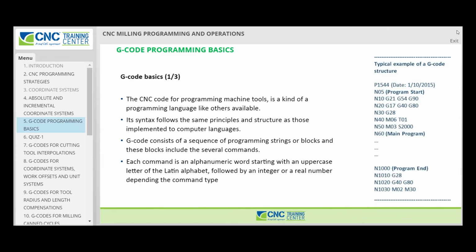In its simplest structure, G code consists of a sequence of programming strings or blocks, and these blocks include several commands. Each command is an alphanumeric word starting with an uppercase letter of the Latin alphabet, followed by an integer or a real number depending on the command type.